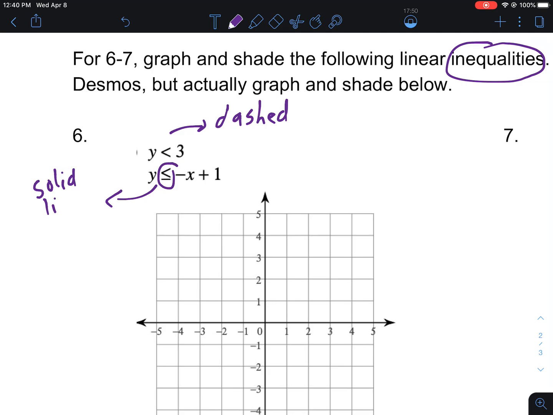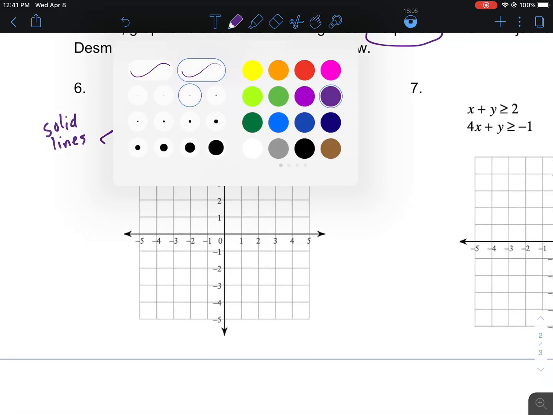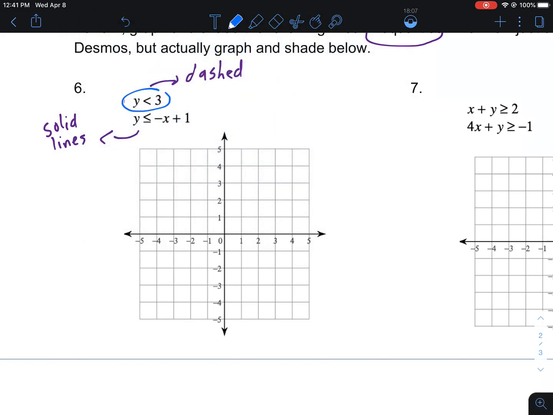Now, you could do this in Desmos. It will do the shading correctly, and it will do the dashed and solid for you. But you could also do it by hand if you understand how to graph these. So I'll do one by hand and one by Desmos. This first one, y is less than 3.